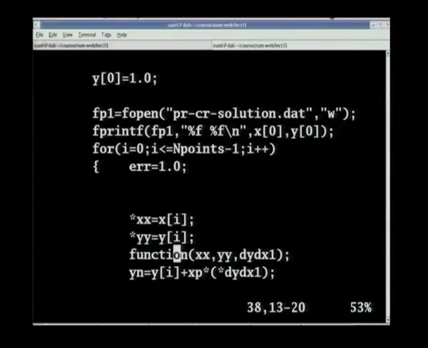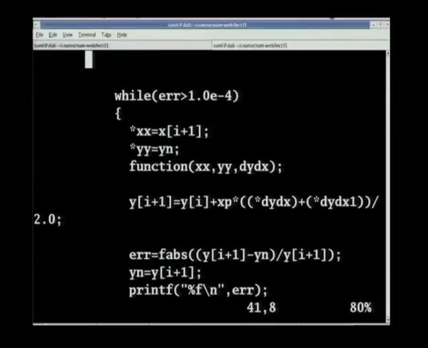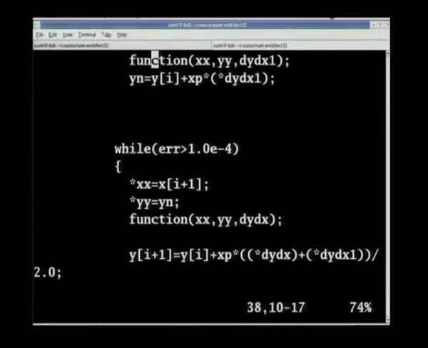In that case, I would have to replace this function. So this function here is simply returning minus 2y. Remember, all of these are pointers, so I have written them with these asterisk signs. So it's dy by dx is minus 2y. That's what it returns. Okay, so I'll start with that.